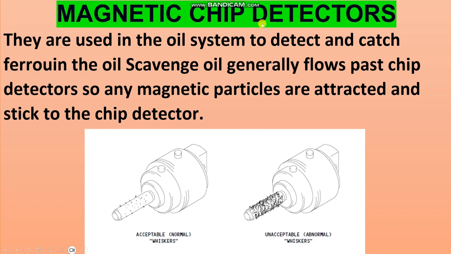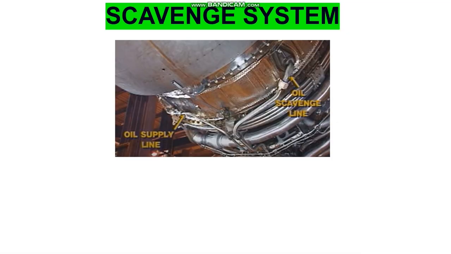Magnetic chip detector. Here, we spoke about it, there are 3. Here, the magnetic detector. This is normal, but if excessive, you must go to troubleshooting. What is the type, the kind of material on these chips? Then follow the instructions of the troubleshooting in your aircraft manuals.